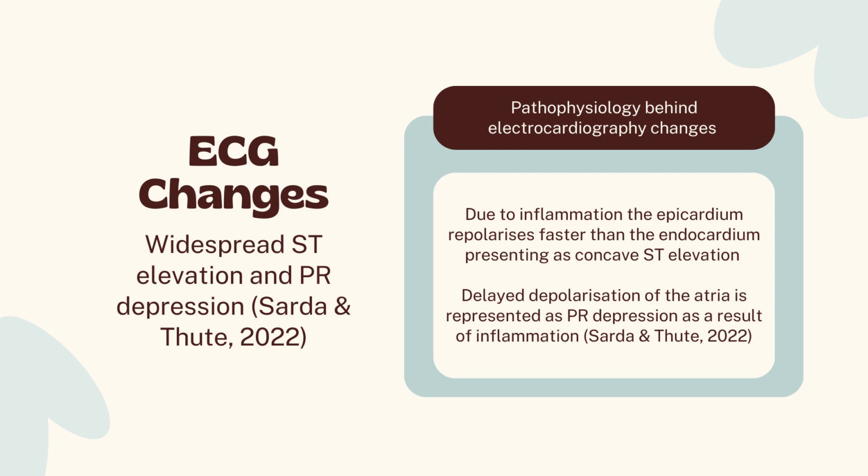Stage 1 involves diffuse ST elevation and PR depression, whereby widespread changes are seen and are indicative of multiple leads/areas of the heart being affected, rather than a localized region of the heart. These changes arise as inflammation alters the normal functioning of the heart. The epicardium repolarizes faster than the endocardium, presenting as concave ST elevation. PR depression is representative of the delay to the depolarization of the atria as a consequence of inflammation.